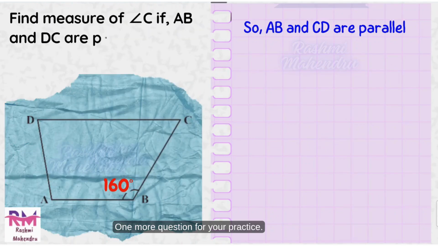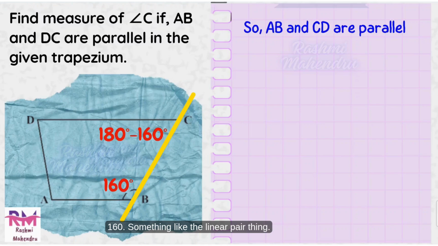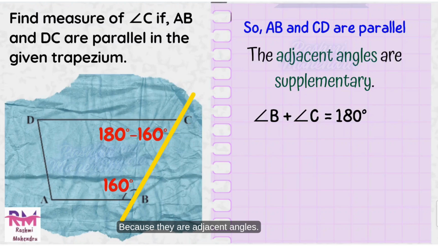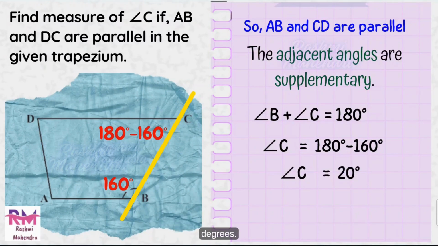One more question for your practice. Can you find the measure of angle C if AB and DC are parallel in the given trapezium? So again, angle B is given and angle C is to be found. So which transversal will we take? B and C. So BC is the transversal. So if one angle is 160 degrees, the other is going to be 180 minus 160, something like the linear pair thing. And B plus C should be 180 because they are adjacent angles. So angle C will be the difference of 180 and 160, which works out to be 20 degrees.